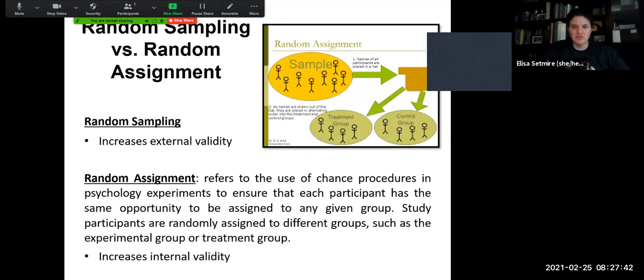Random sampling has to do with how we gather our participants, and it's going to increase external validity. Random assignment is how we put them into different groups and conditions within the experiment, and it's going to increase internal validity.